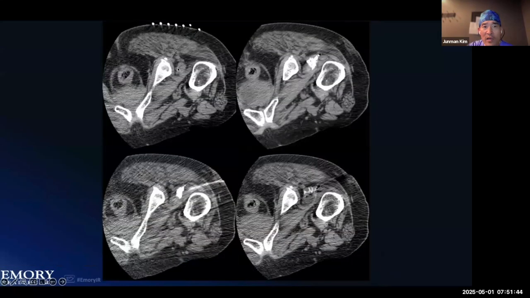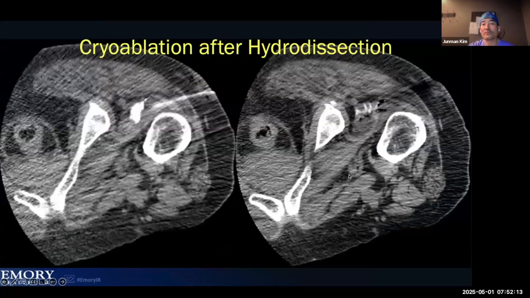On the top left, this is the mass. And actually, I was able to separate. So you can see the contrast hydrodissection. On the left lower corner, this is the separated mass, and on top of the contrast, this was the separated sciatic nerve. So I was confident that we were at least 1.5 centimeters apart. I positioned the cryo probe and treated the mass itself. So this was the picture after the needle was gone. This is the cryo zone.